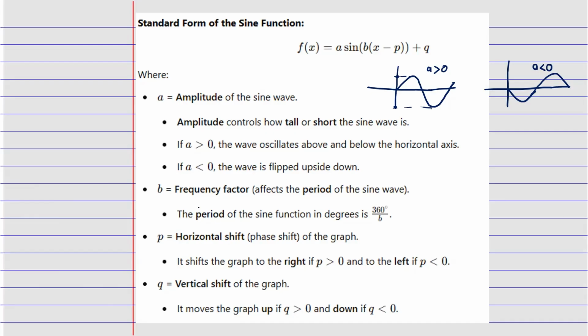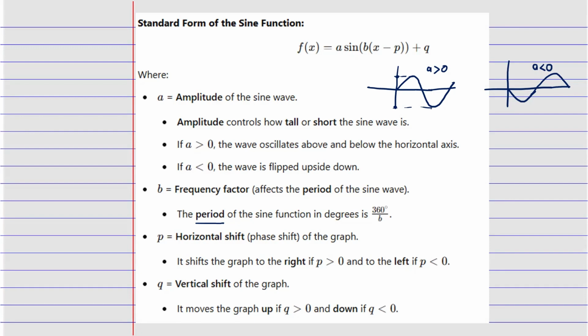Now, B is the frequency factor. So B gives us the frequency, right? That's very important. With sine and cos, our period is equal to 360. So if B is any number, to find the period of that function you just divide 360 by B, and that gives us your period. Does that make sense? So B gives us the period. That's the role that it plays. Is everyone okay with that?